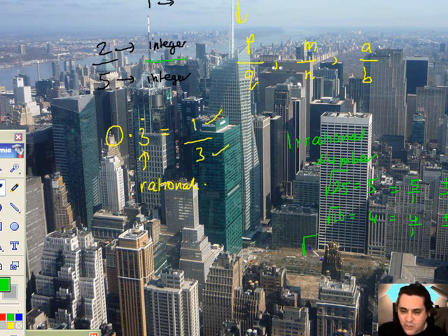Now, what about the square root of 20? Can that be written in the form of A over B, P over Q? It can't. Simple reason, 20 is not a square number.